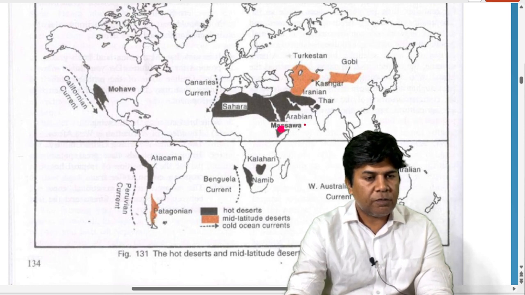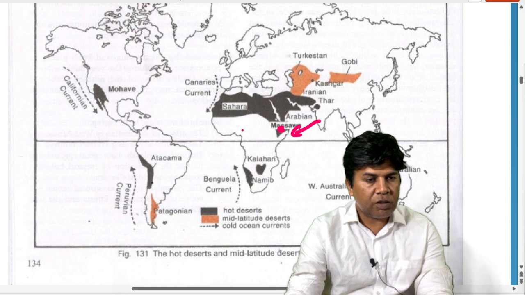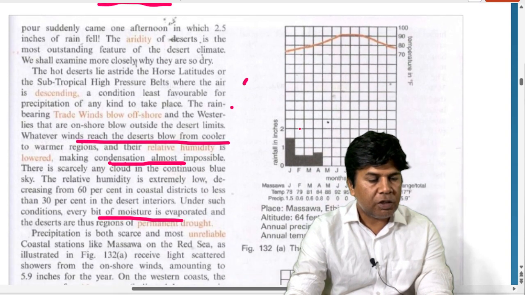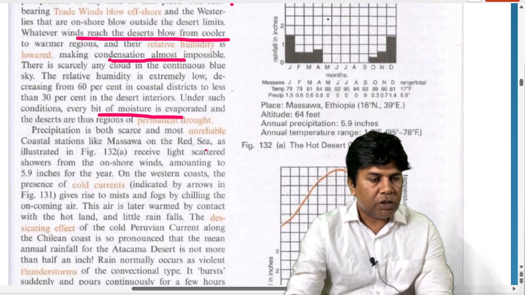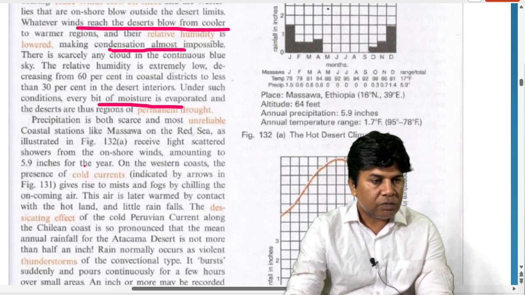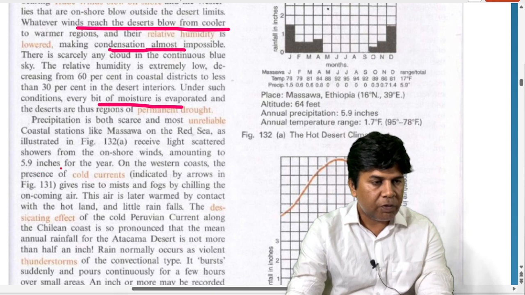So whenever it comes under the influence of trade winds, this is onshore wind, then this area receives some amount of rainfall. As we have already talked about, when these winds reach towards the west of the continent, by that time they actually lose their moisture. That's why those areas which are situated in the coastal area have somewhat better precipitation than the interior areas. So Massawa on the Red Sea has 5.9 inches per year.